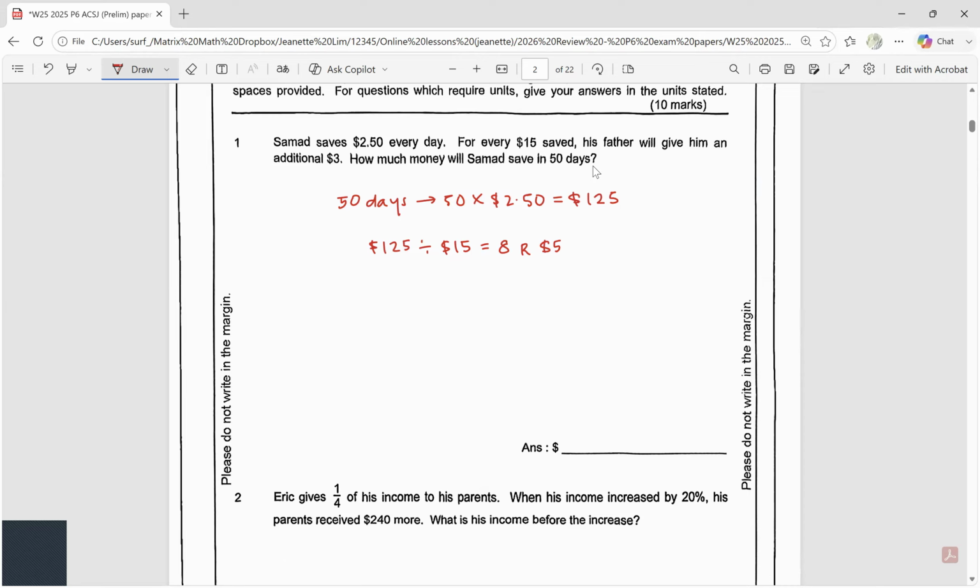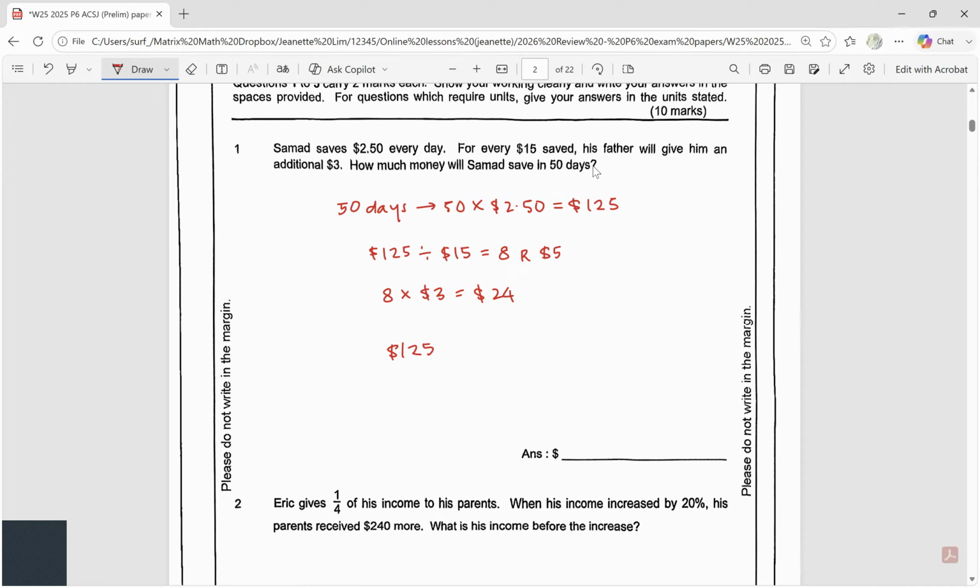This means that there are 8 groups of the $3 that his father will be giving him. So from his father, it will be 8 times $3, which is 24. So he's getting this extra $24. So the total amount of money that he will get is 125 plus 24. So 149 is the answer.